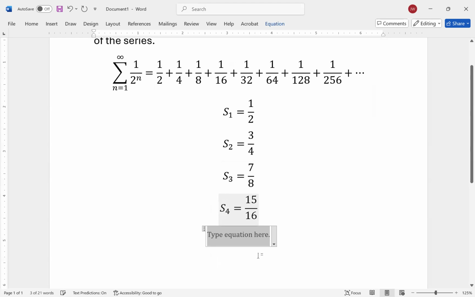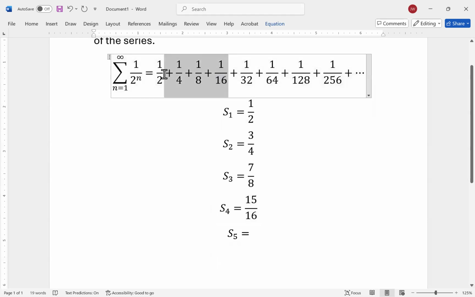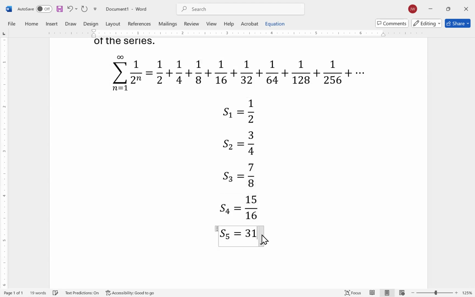And then S5 is going to be, well, take 15 over 16. That's the sum of the first four. And then add 1 over 32. You're going to get 31 over 32. And S6, take that 31 over 32 plus a 1 over 64, you get 63 over 64.